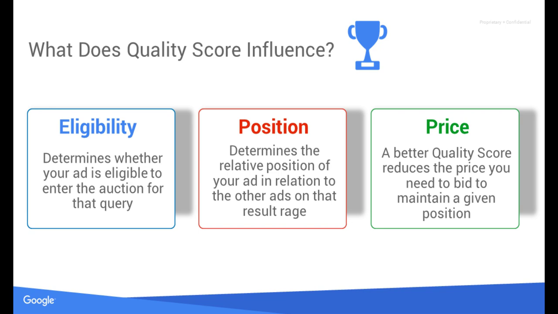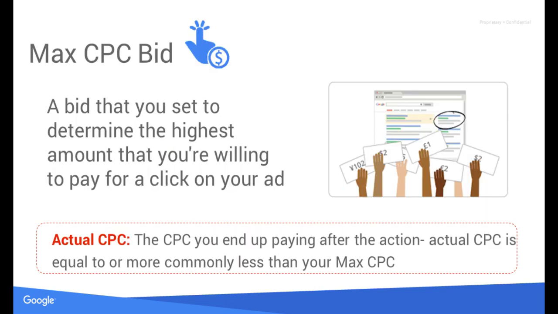Where we see this play in most in terms of price is your own branded terms. So if you bid on your own brand term, like your business name, and it matches the text that you have in your ad and also matches the destination URL in your landing page, your quality score will be very high and you will likely pay much less for that ad.